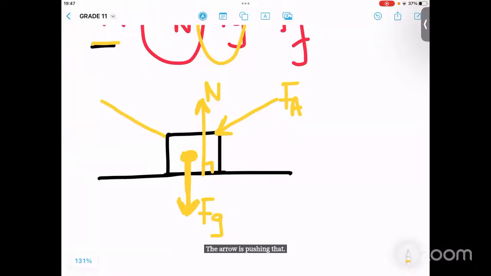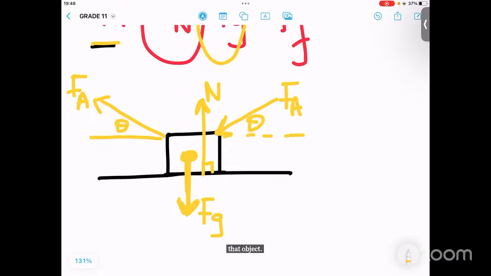But if you have this one, and then you have the arrow there, it is an applied force, but this one is pulling. So that is the difference between the pushing and the pulling applied force. And you can see that this pulling and pushing applied force are acting at a certain angle to that object.